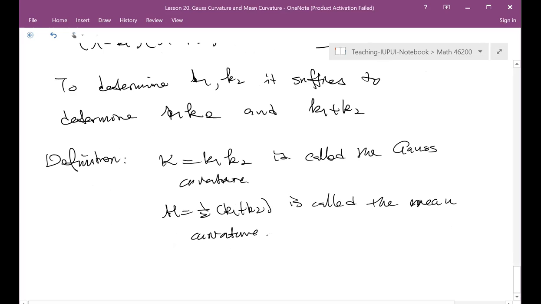Why do we call the product the Gauss curvature? Because Gauss discovered that K1 K2, the product, is uniquely determined by the partial derivatives of the coefficients of the first fundamental form. But let's find the formula first for K1, K2, and then I'm going to maybe talk about Gauss's contributions. Okay.